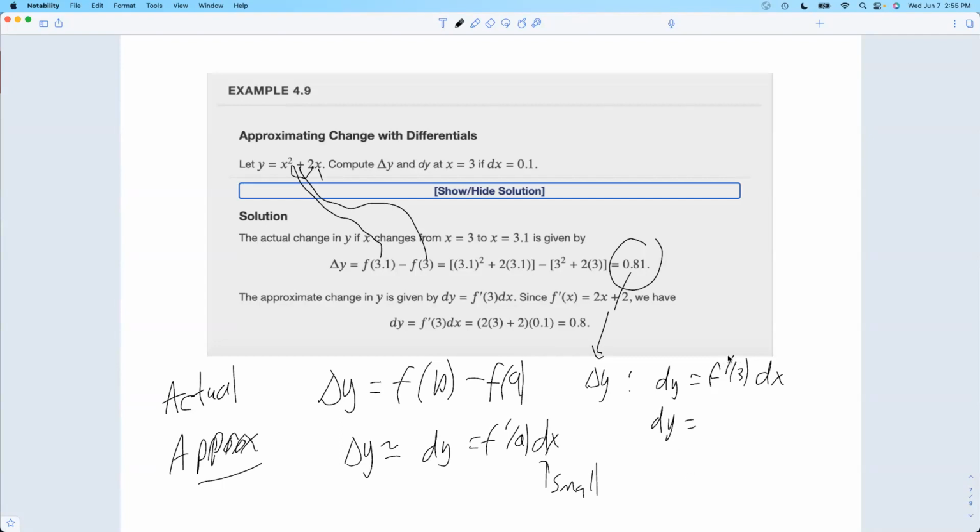So dy here will be, well, we need f prime. What is the derivative? 2x plus 2. So f prime at 3 would be 6 plus 2, 8. So dy will be 8 times, what's my change in x? 0.1. So 0.8. So the actual change in y values was 0.81. I'm approximating that by, we call this using differentials, and I got 0.8.